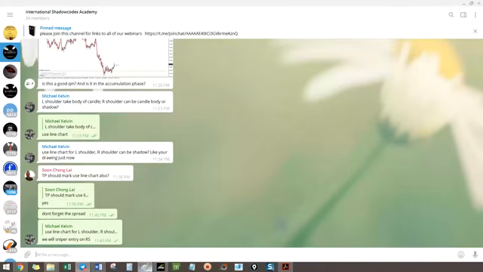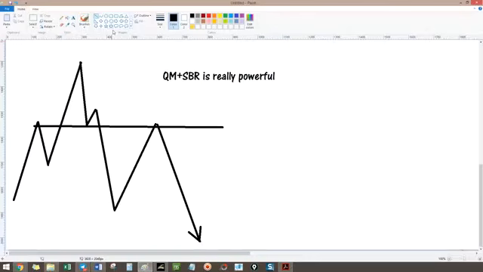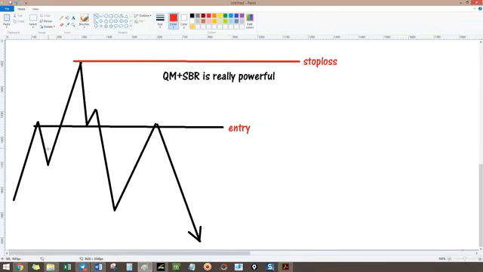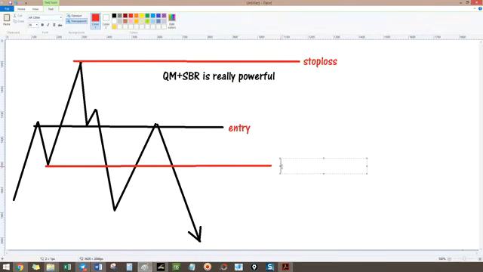TP already given to you. So this will be our stop loss here. Stop loss. Over here is the entry. Over here will be take profit one. For QM it is very good because we have the set and forget setup. Do you know set and forget? I will explain later. This is TP1, target 1. This will be target 2.